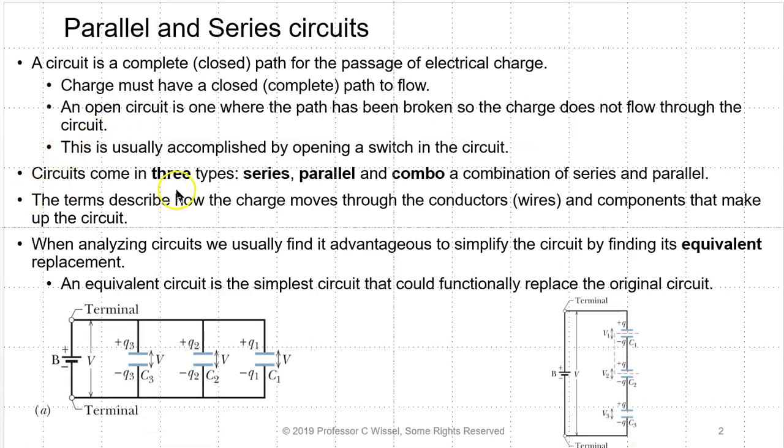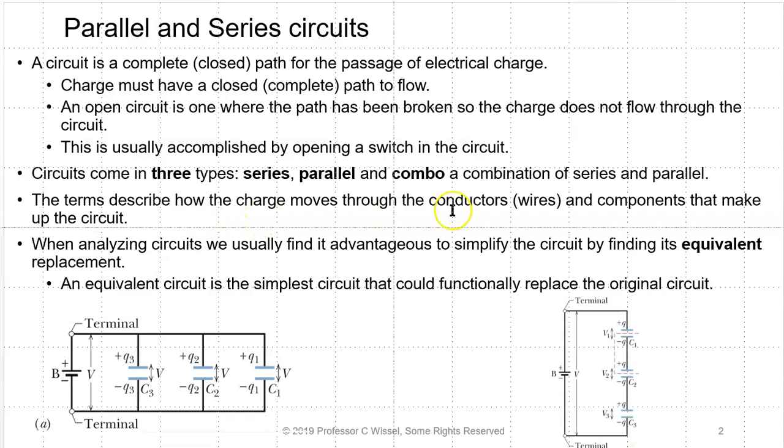Circuits come in three types: series, parallel, and combo circuits. A combo circuit is a combination of series and parallel. The terms describe how the charge moves through the conductors, that is, wires, and components that make up the circuit. When analyzing circuits, we usually find it advantageous to simplify the circuit by finding its equivalent replacement. An equivalent circuit is the simplest circuit that could functionally replace the original circuit.